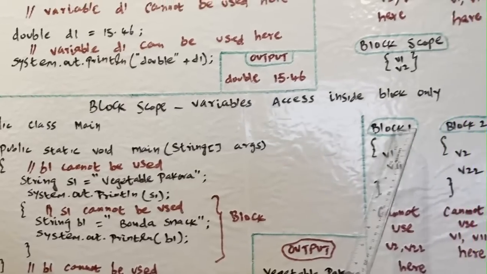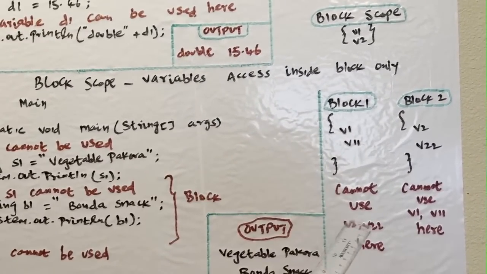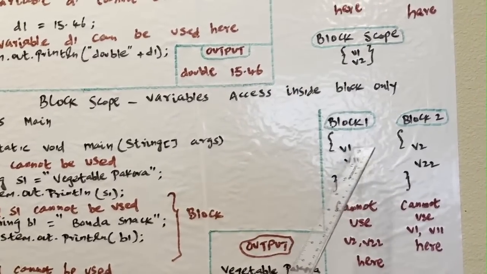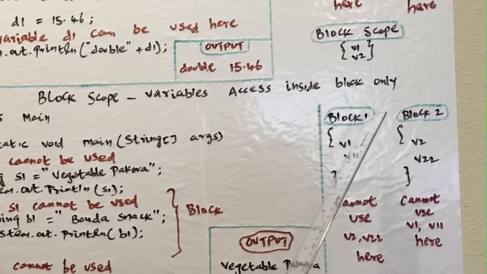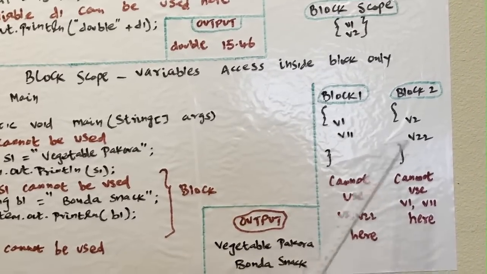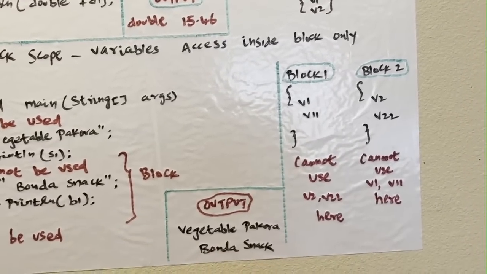Okay. Now I'm going to talk about the block scope. For example, there is a block 1, block 2. What is a block? It is a group of code. This is one group here. Same examples. V1, V2, these two are defined in block 1. These two are defined in block 2. This cannot be used here. This cannot be used here. Likewise, we cannot use these two there.